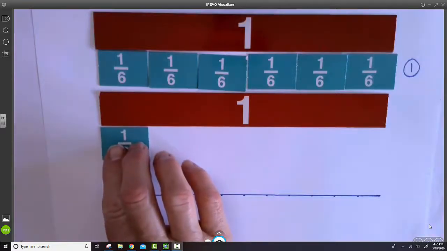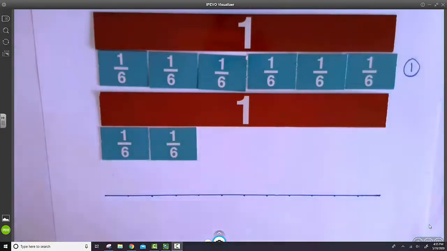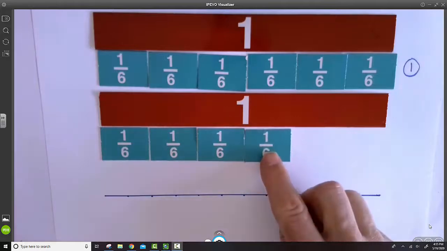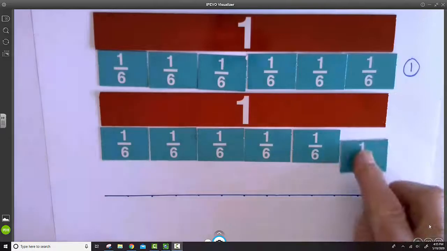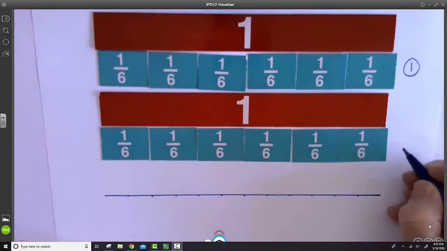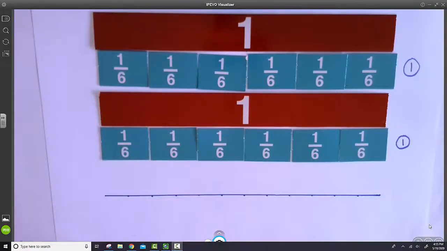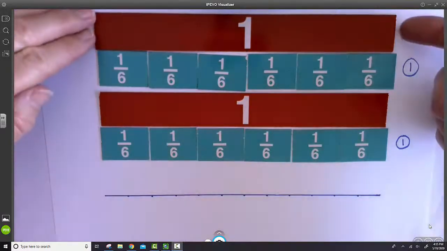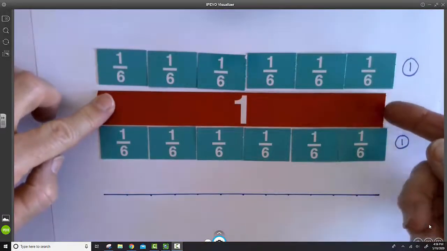So now I have 7/6, 8/6, 9/6, 10/6, 11/6, and 12/6. So once again, these fractional pieces have created one whole. So we'll write one whole by these 6/6. I'll remove our holders, our one wholes, because they're no longer necessary for our lesson today.